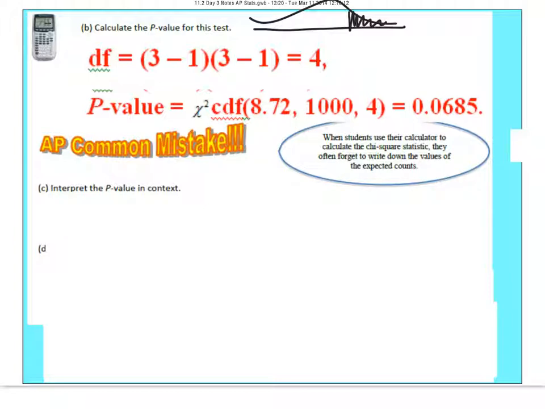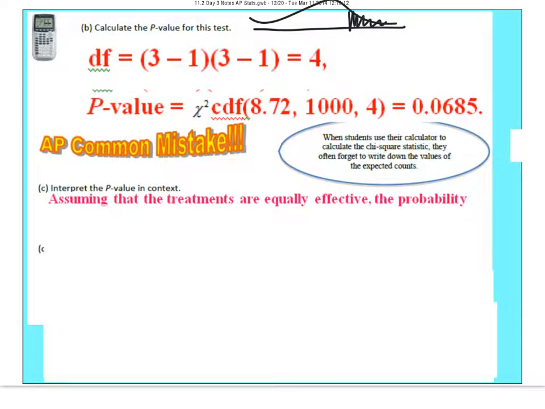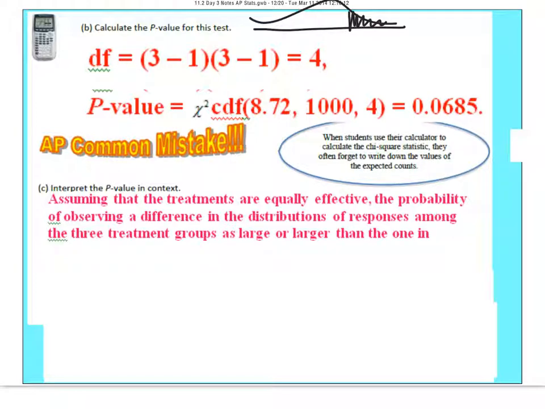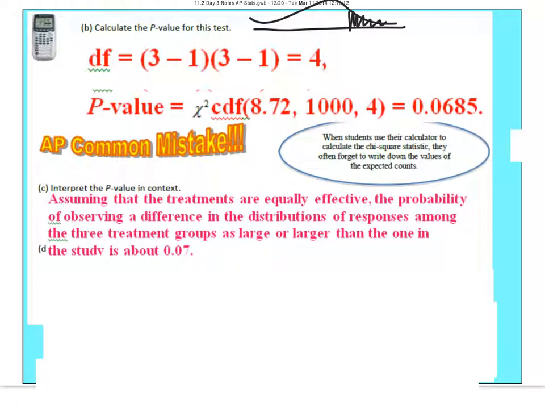A good review question is to interpret the p-value in context. So let's recall that. The p-value is this: assuming that the treatments are equally effective, the probability of observing a difference in the distribution of responses among the 3 treatment groups as large or larger than the one in the study is about 0.07. So really remember what this says. The beginning part says, assume that the null hypothesis is true. That's what this first component is saying. This is really the probability of getting our treatment group results or larger, which is actually important to say, and it would be a probability of, again, rounded to 0.07.